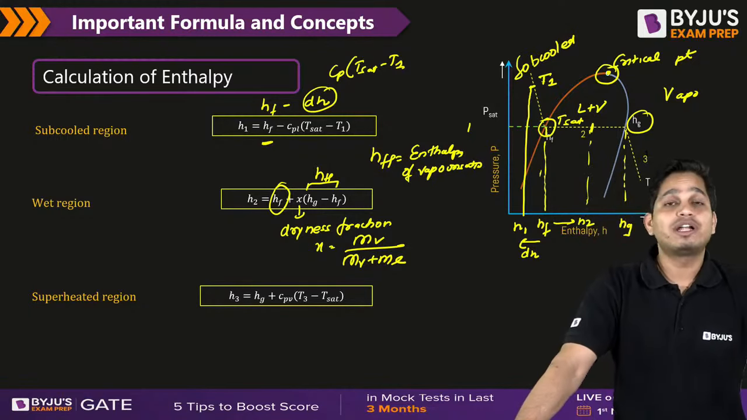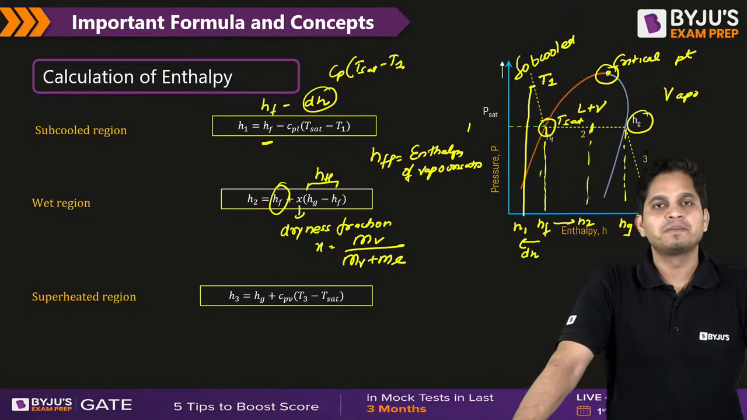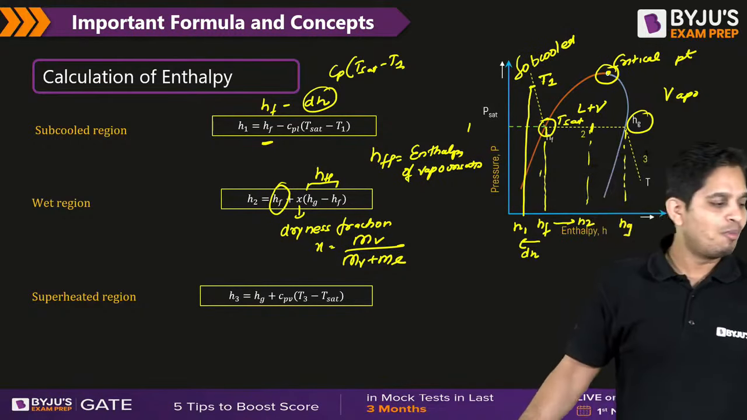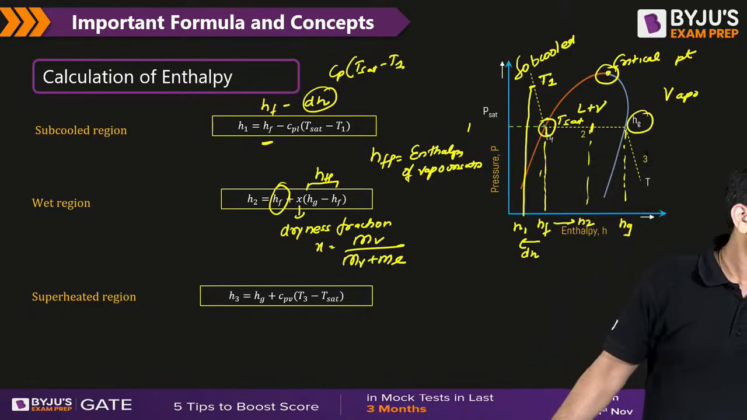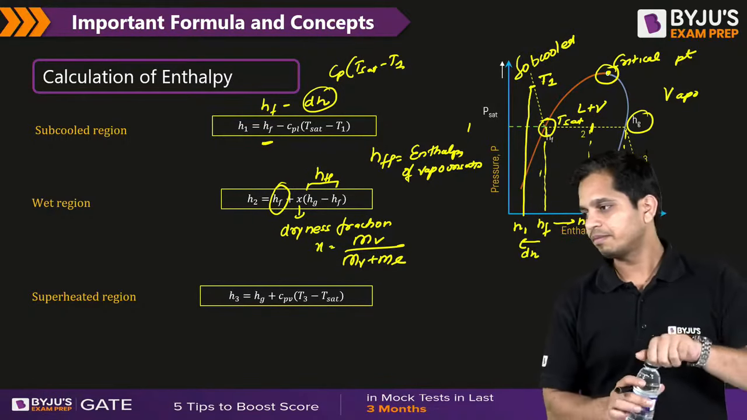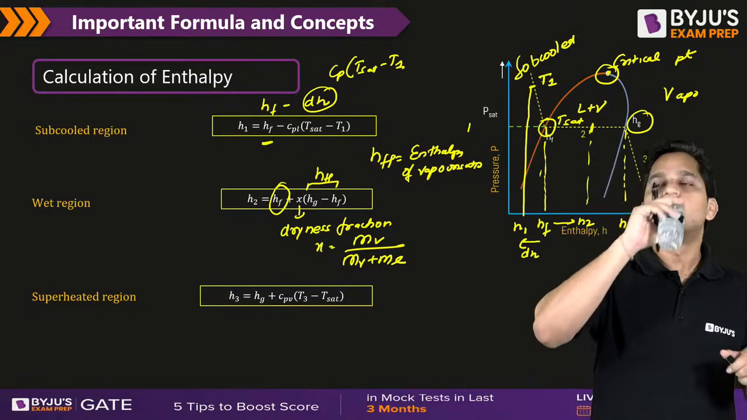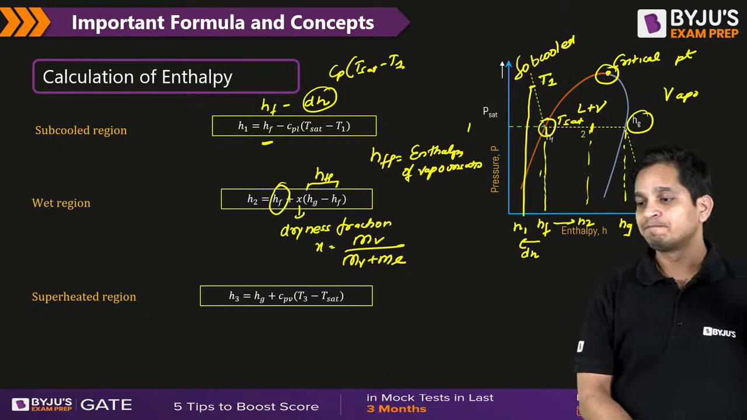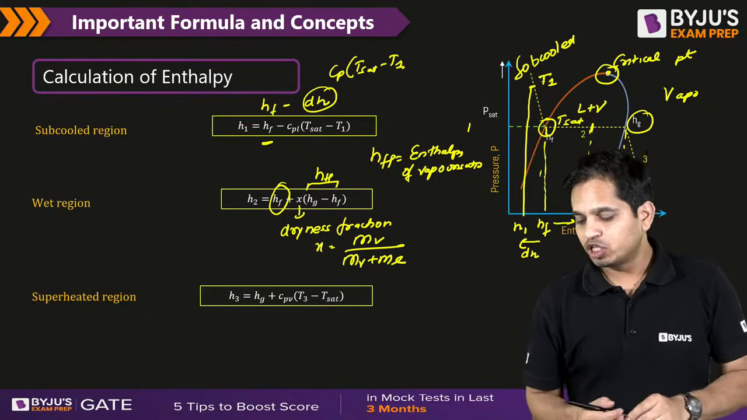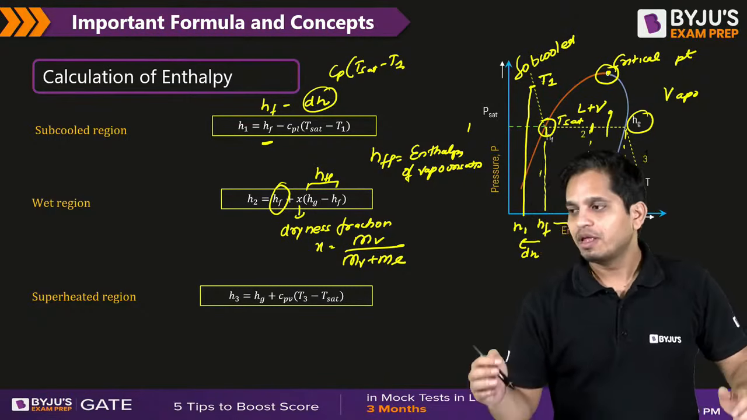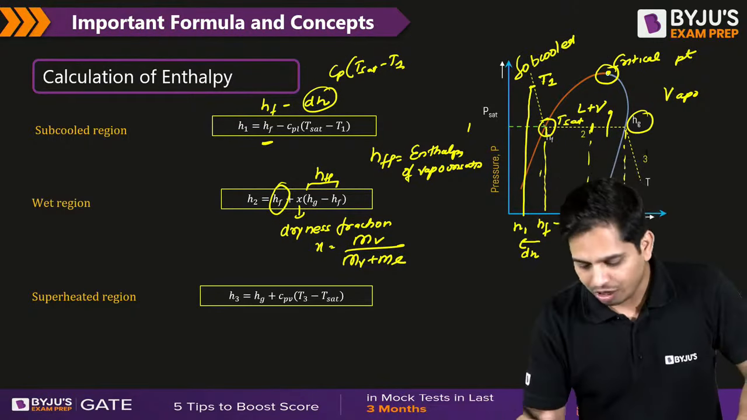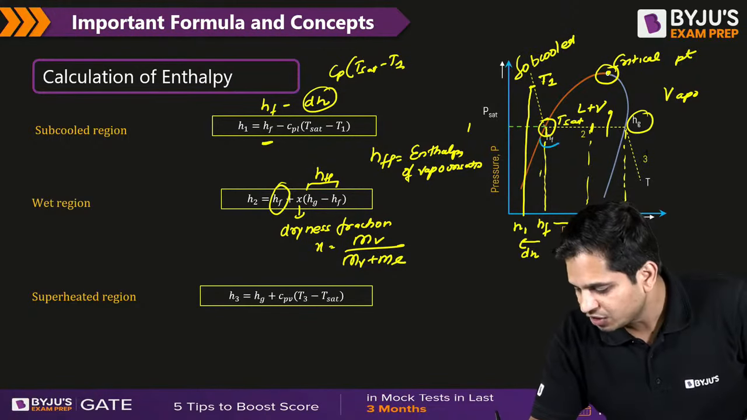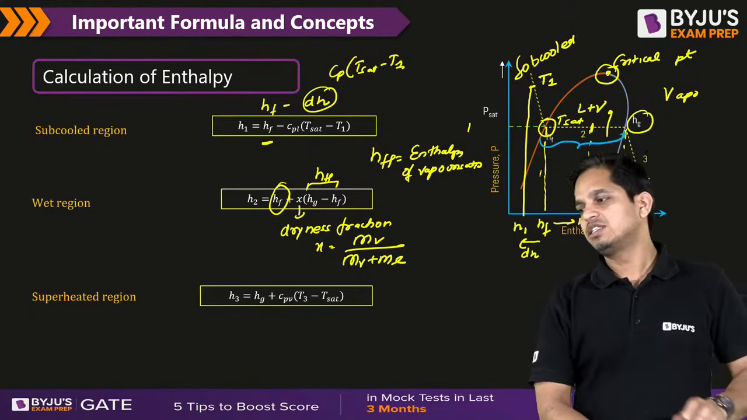Can anyone tell me what is the enthalpy of vaporization at the critical point? At the critical point, how much is the enthalpy of vaporization? Enthalpy of vaporization at the critical point is 0. You see, as you go up, this is your enthalpy of vaporization. Yes, Sri Lakshmi said 0.